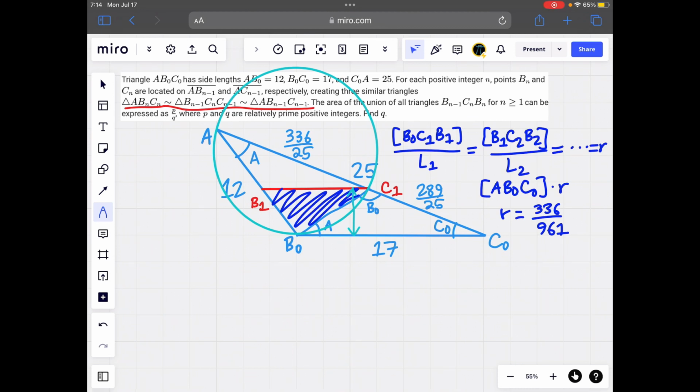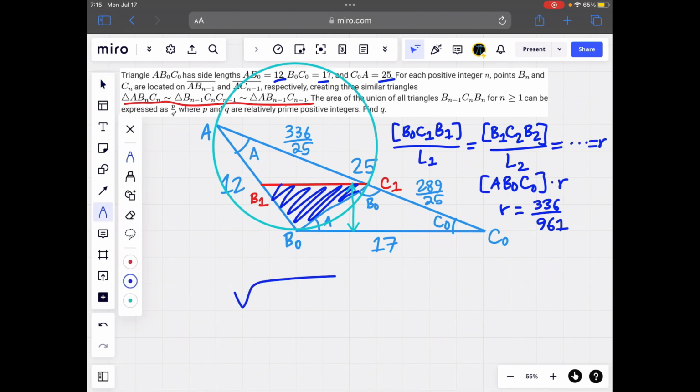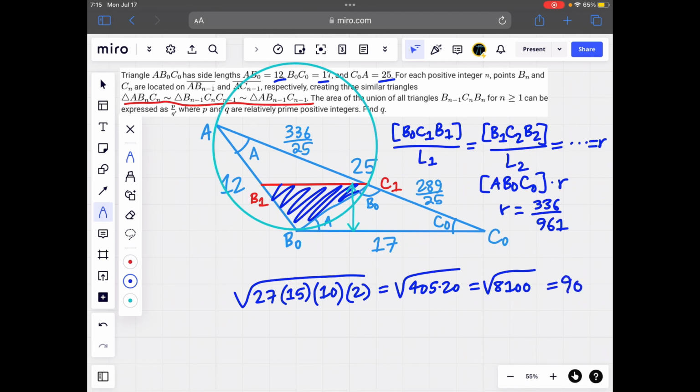Let's find that. It has side lengths 12, 17, and 25. We can use Heron's formula. The semi-perimeter is 12 plus 17 plus 25 over 2. And that's 54 over 2, which is 27. And then 27 minus 12 is 15. 27 minus 17 is 10. And 27 minus 25 is 2. This is equal to the square root of 27 times 15 times 10 times 2, which is the square root of 8100. And that's equal to 90.